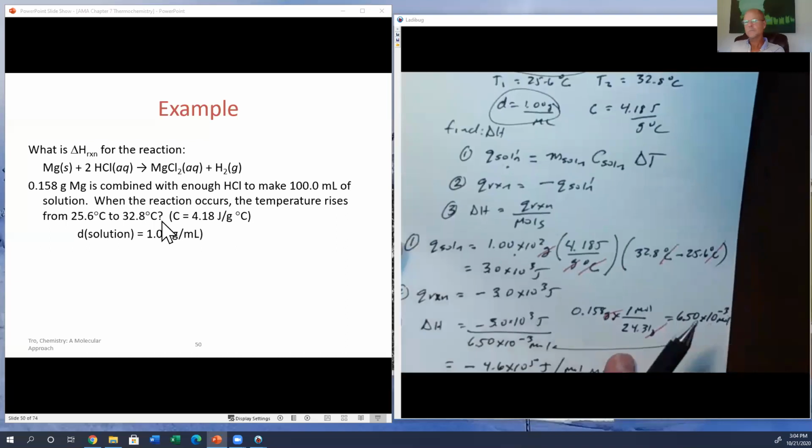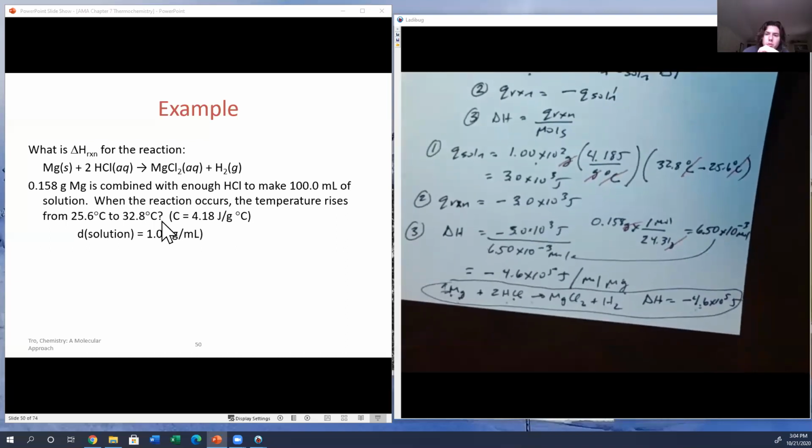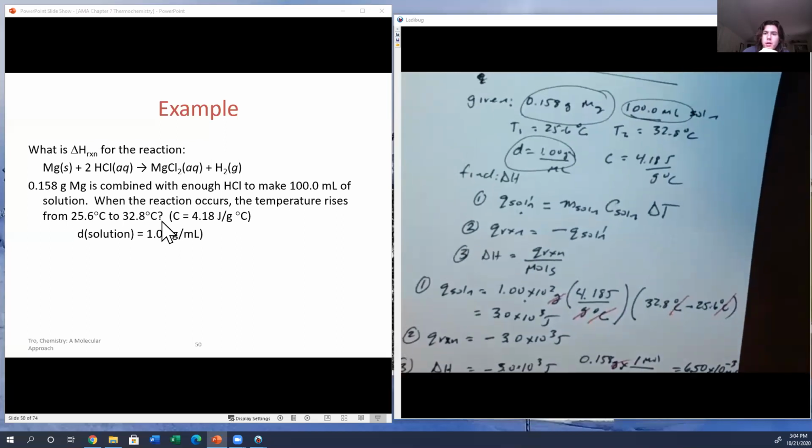Okay. Can you move your paper down a bit? Yeah, just so I can see the beginning of your work.